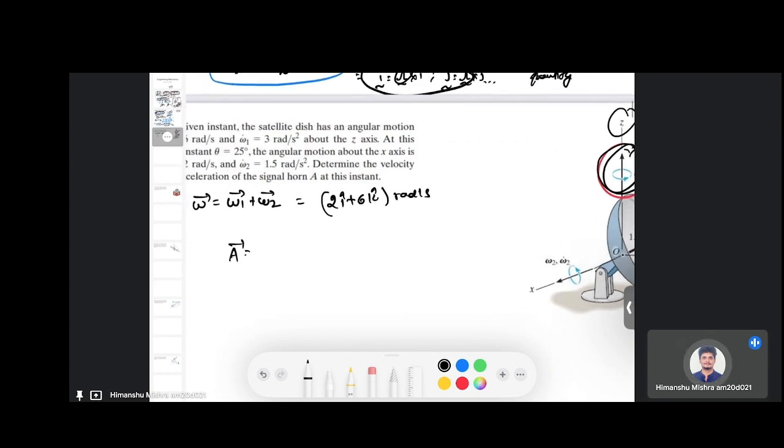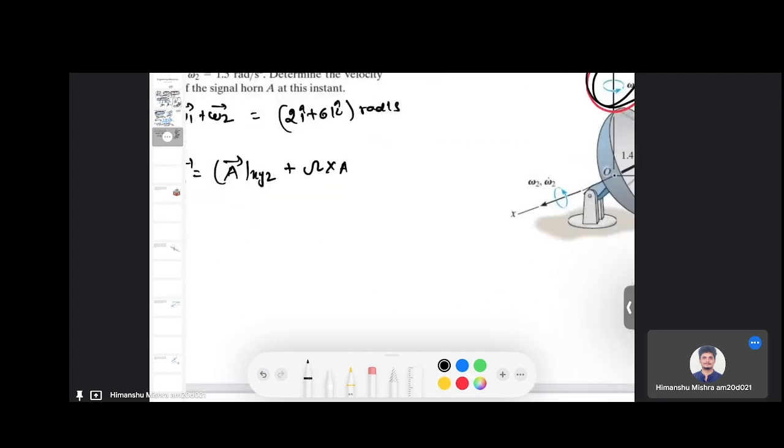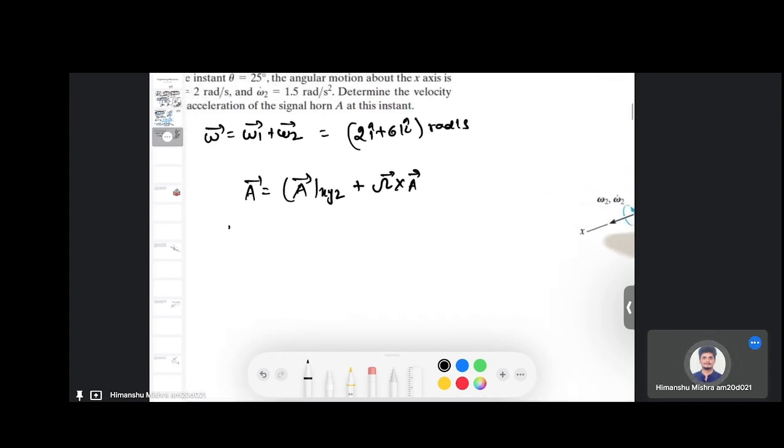So we have just discussed, if I have any vector A, then it can be given as vector A in the moving coordinate plus omega cross vector A. So if my A is omega 2, so this is the rate of change of A, then I can actually write down the equation for omega dot 2, which is one of the components of angular acceleration.